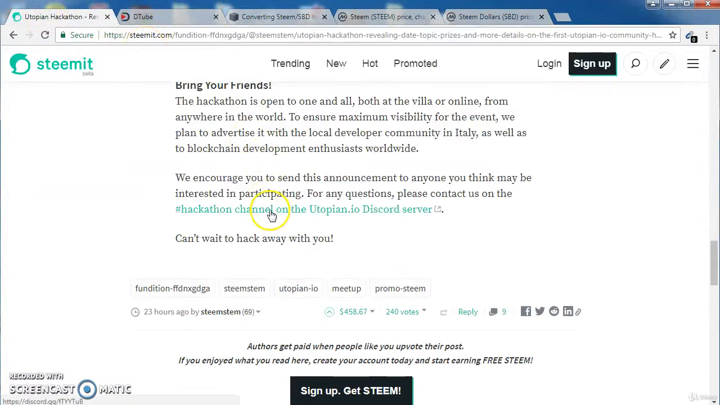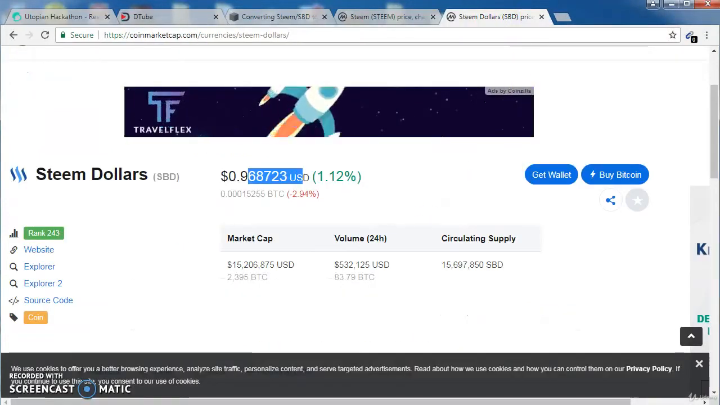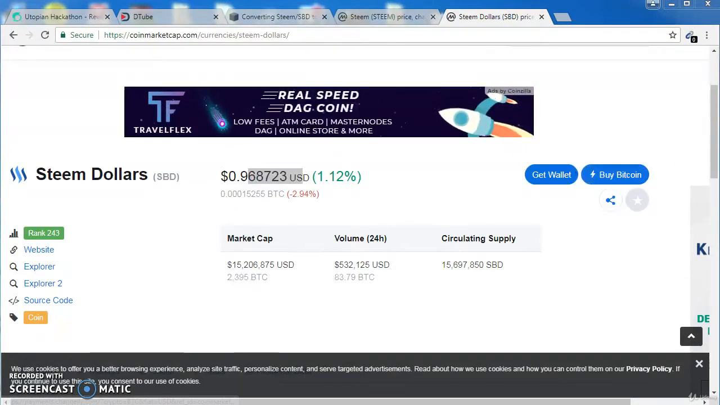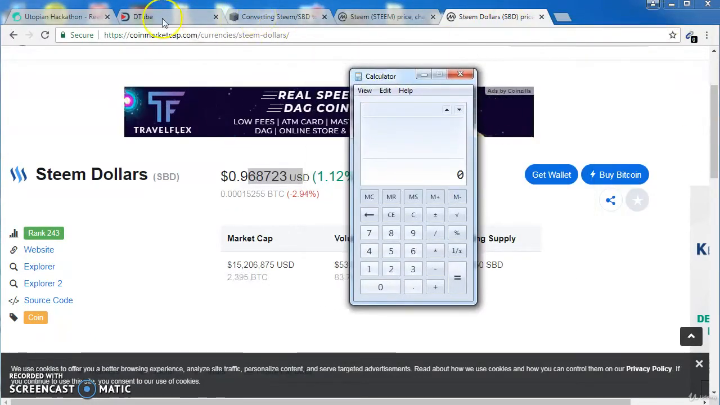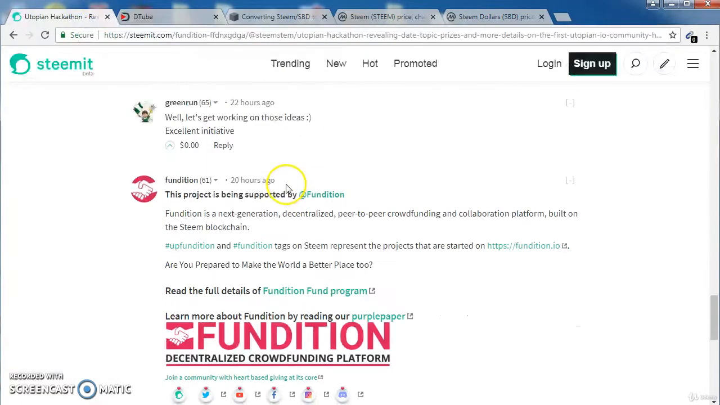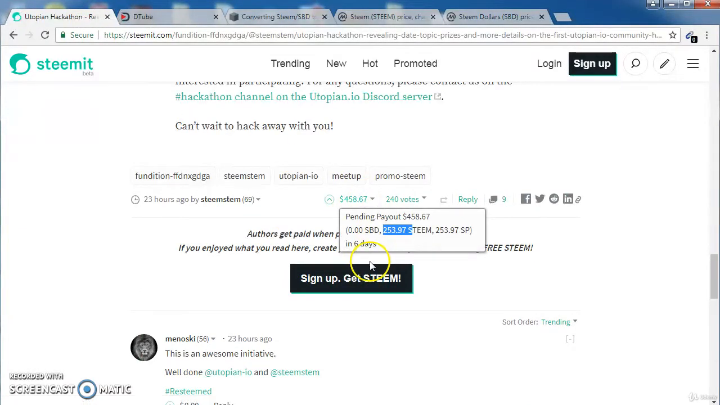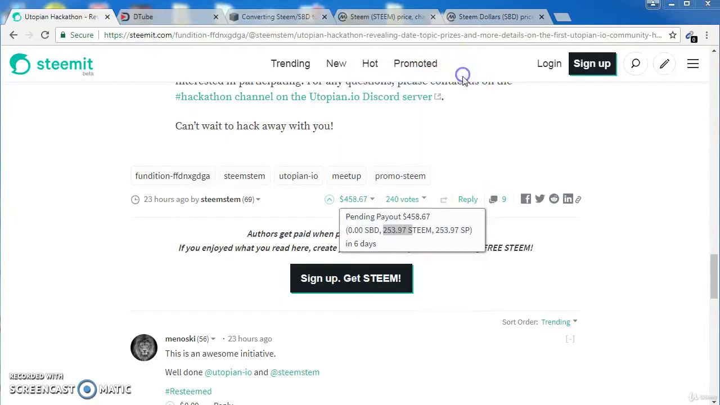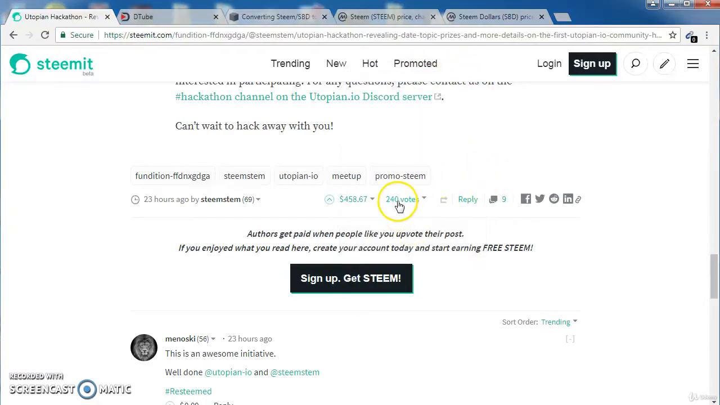So what this person earned on $458, from which 253 are Steem dollars, so 253.97 times 0.86. If we calculate, he would get 218 US dollars by transferring this.